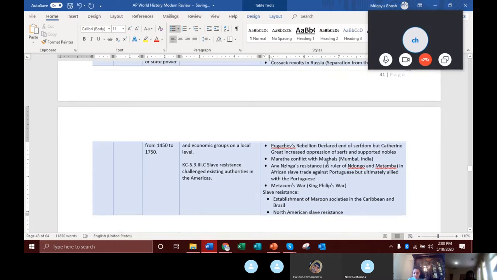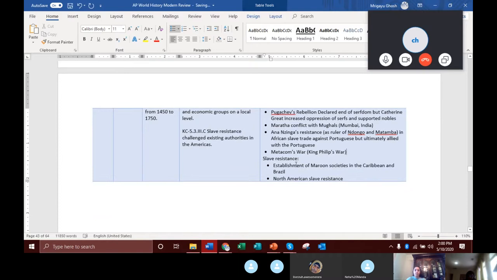Okay. And then, of course, we have Metacom's War, which is King Philip's War in the Americas, which we've learned about in U.S. history. We also have slave resistance, such as the Maroon Societies in the Caribbean and Brazil, which I have no idea about, so I will search that up. Maroon societies in Caribbean and Brazil. Okay. These were self-liberated slaves.